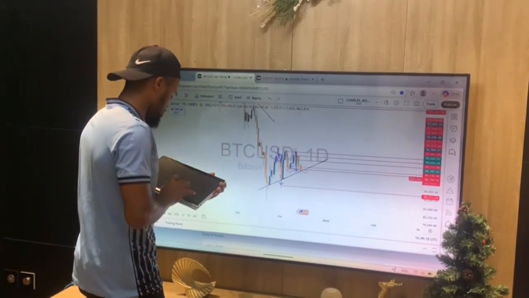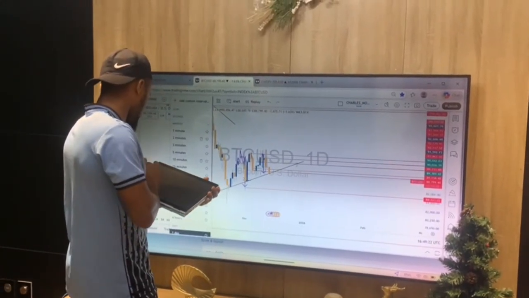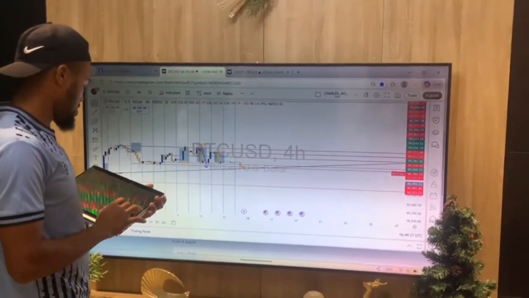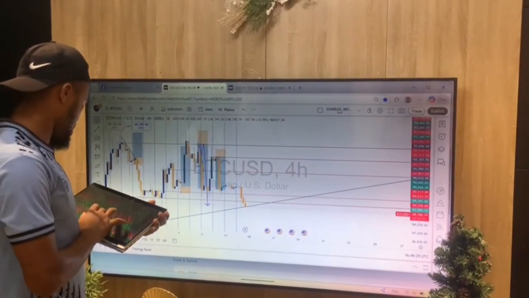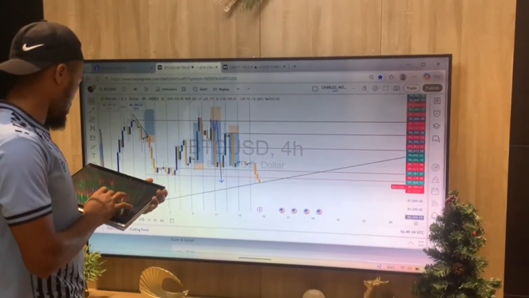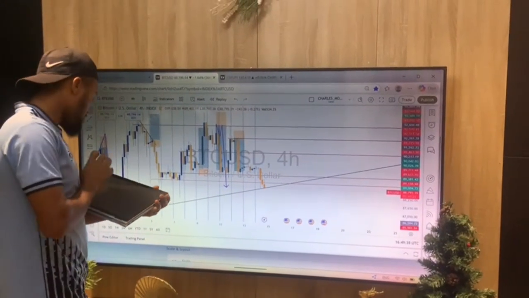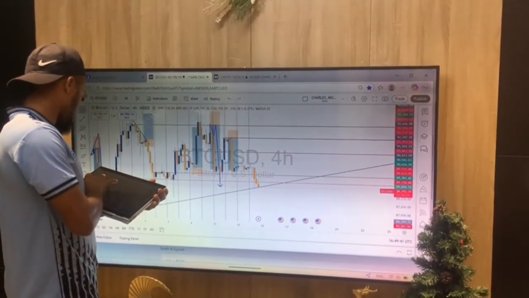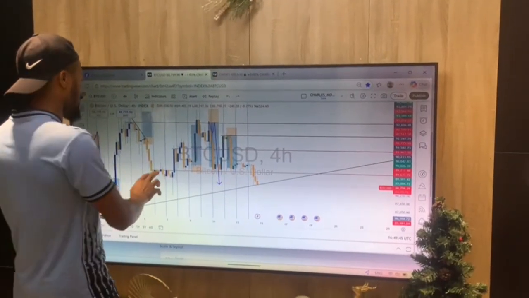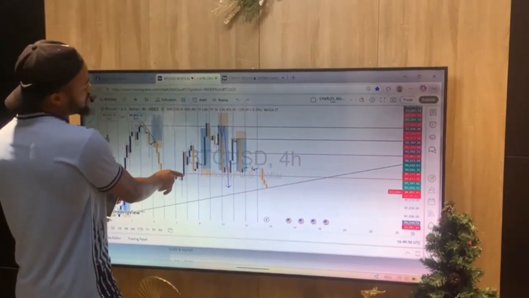Then I go all over to my 4-hour time frame. I've already marked out all the recent lines I have to mark. Before then, I had already taken this horizontal line. Let me delete it so that you will see what I'm trying to explain. I had already taken this horizontal line before, and it has already broken to the upside.